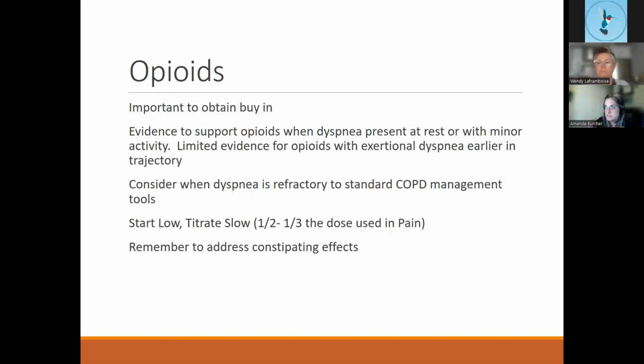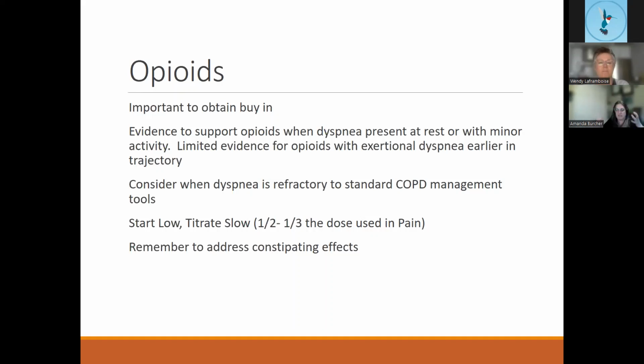So how do I address that? I talk about how we use opioids in palliative care. Opioids actually have strong evidence that they are effective at 1/2 to 1/3 of the dose that we use for pain. So dyspnea actually responds beautifully to lower doses of opioids when compared to pain. So we always start low and titrate slow.